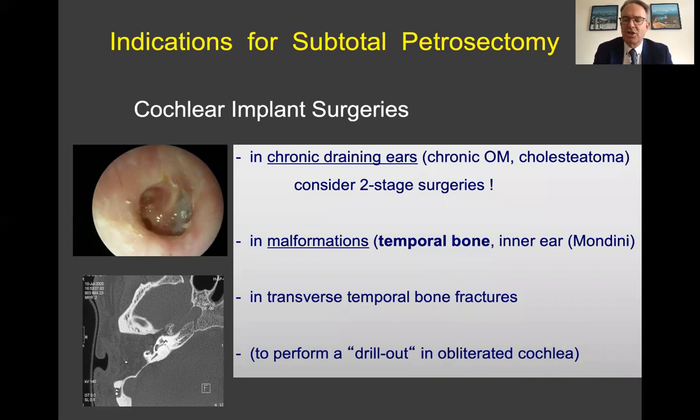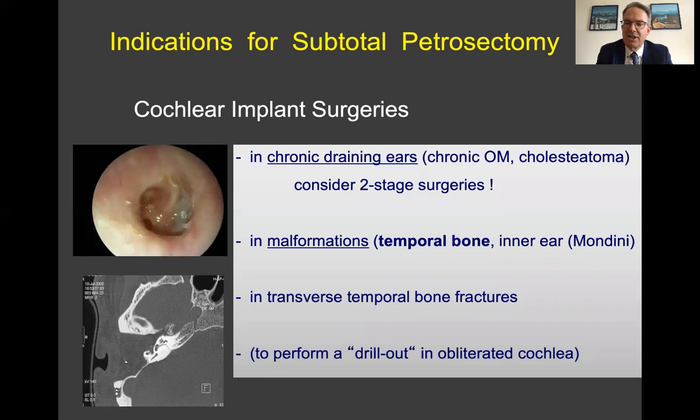Now, there is an ongoing discussion whether you should stage it. So first, the subtotal petrosectomy, like with the BAHA, and second, the implantation of a cochlear implant. In all our surgeries, we did it primarily, and luckily, we did not have any infection of an implant. But I understand that some surgeons are more reluctant and prefer to do the surgery first, come back 6 months later, remove the fat, and then place the cochlear implant. Again, in Lucerne, we prefer to do it in one stage primarily.